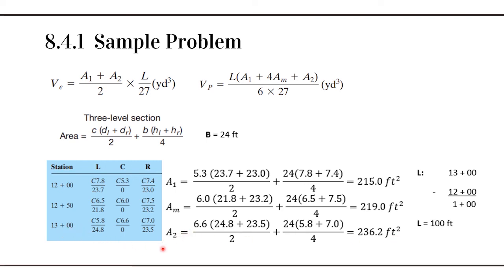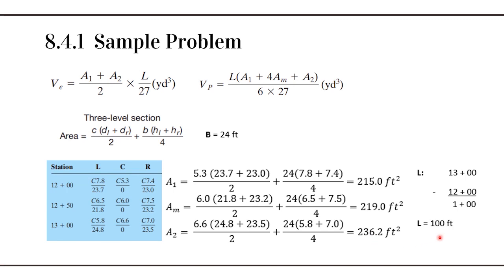Station 13, area 2 is equal to center 6.6 times distance left 24.8 plus distance right 23.5 all over 2, plus base 24 times 5.8 height left plus height right 7.0 all over 4, is equal to 236.2 square feet. Okay, now the areas are all complete.